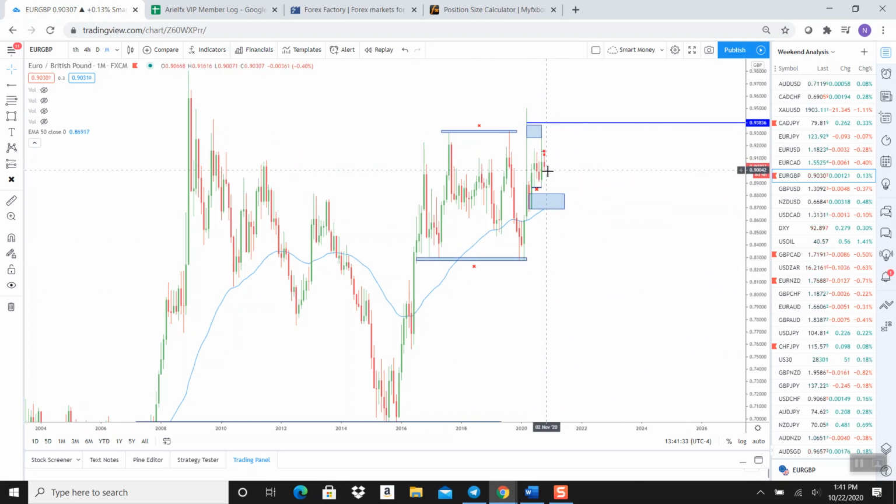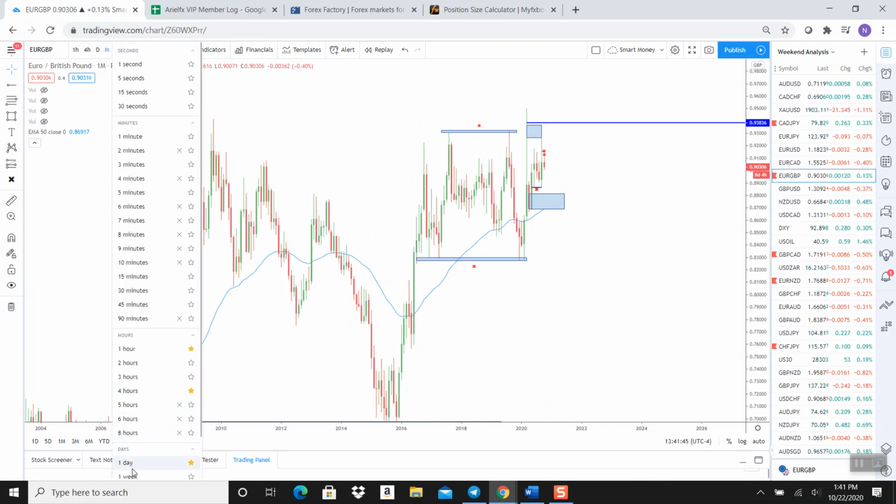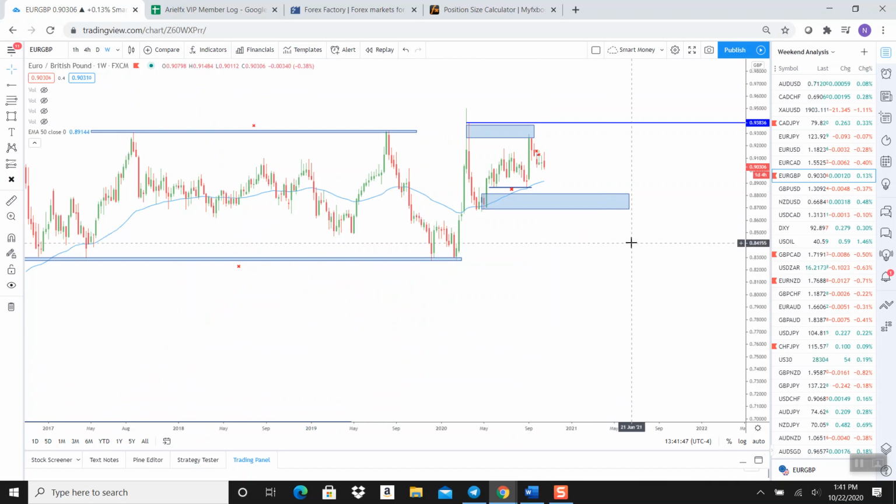The next objective should be to take out this equal low. All right, these equal lows in here, liquidity. If we're going to go higher and much higher, we probably should take this out. Now we got to step down to the weekly time frame.